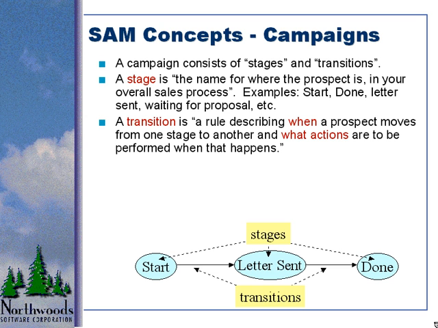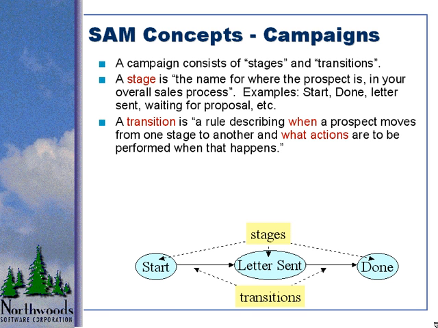A campaign consists of stages and transitions. So if you think about it as a flowchart, that's a good way to think about it. A stage is the name for where a prospect is, the state that they're in your overall sales process. So examples are start, done, letter sent, waiting for proposal, call in 2 weeks, those kinds of things. A transition is a rule describing when a prospect moves from one stage to another and what actions are to be performed when that happens.